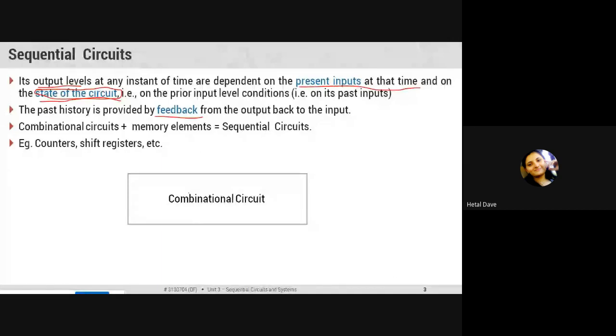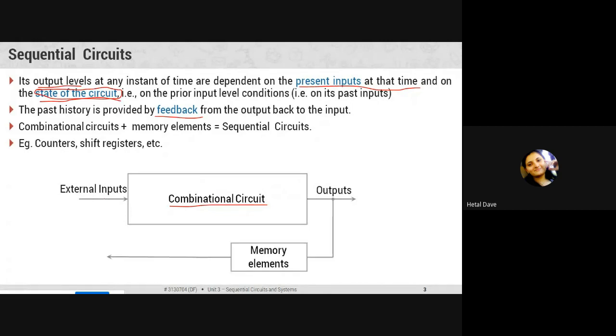We will take one combinational circuit. A combinational circuit depends on input. Whenever input is applied, we can get the output. But in a sequential circuit, first of all, one combinational circuit is designed. Then its output is stored somewhere. How can I store it? It is stored in a memory element.